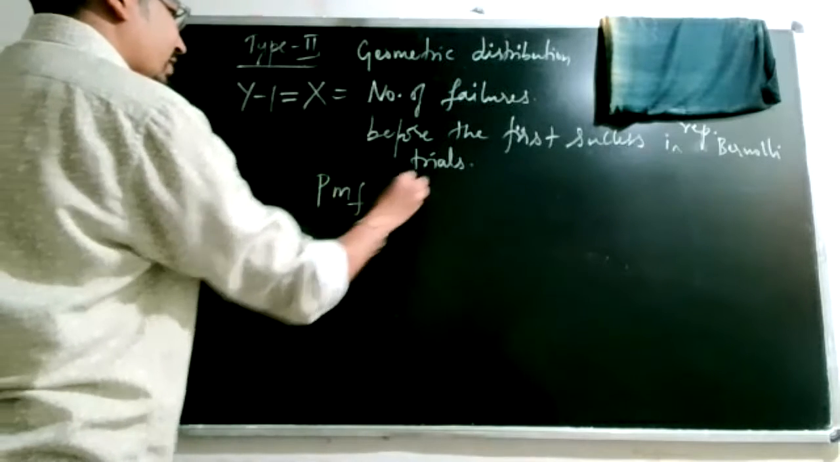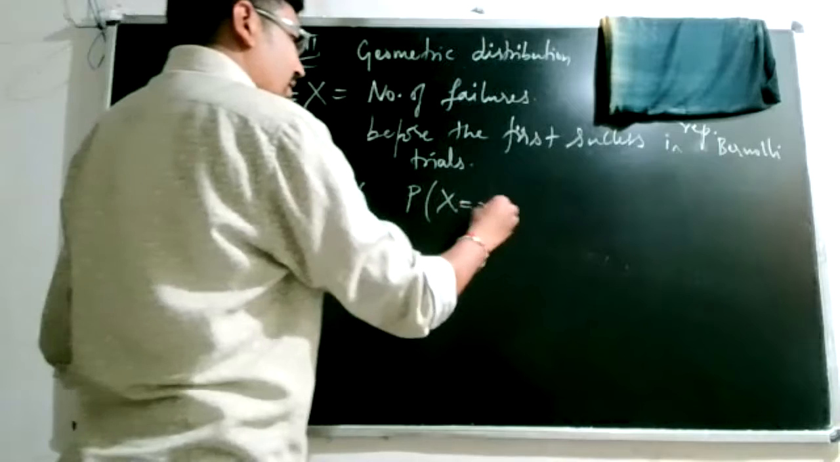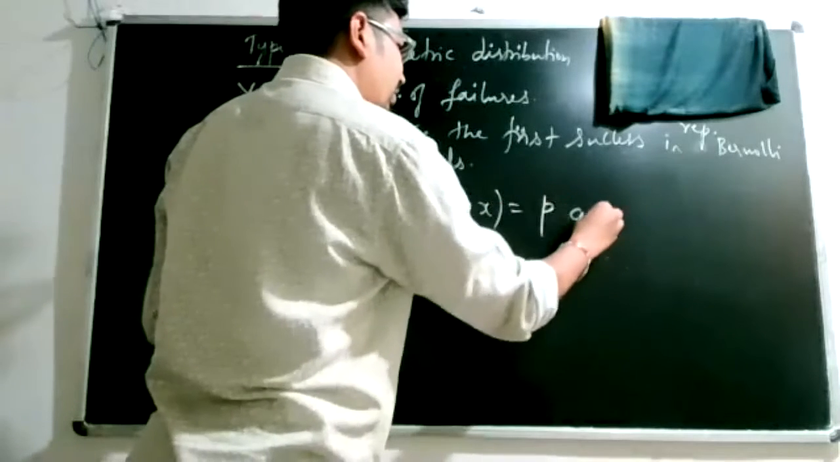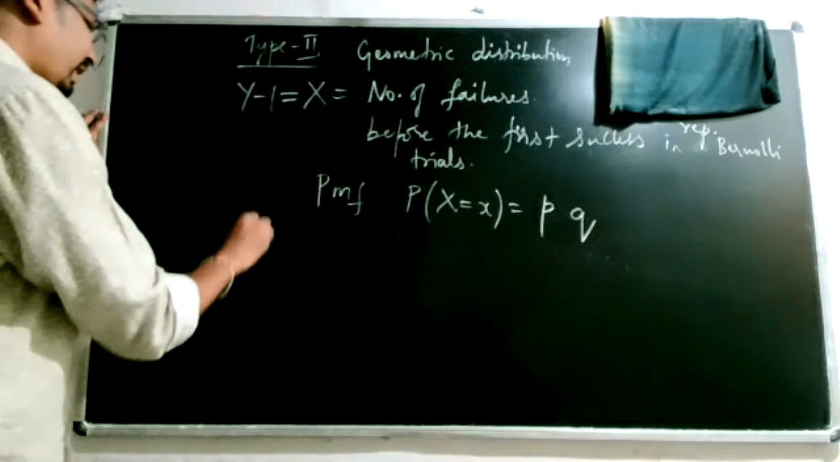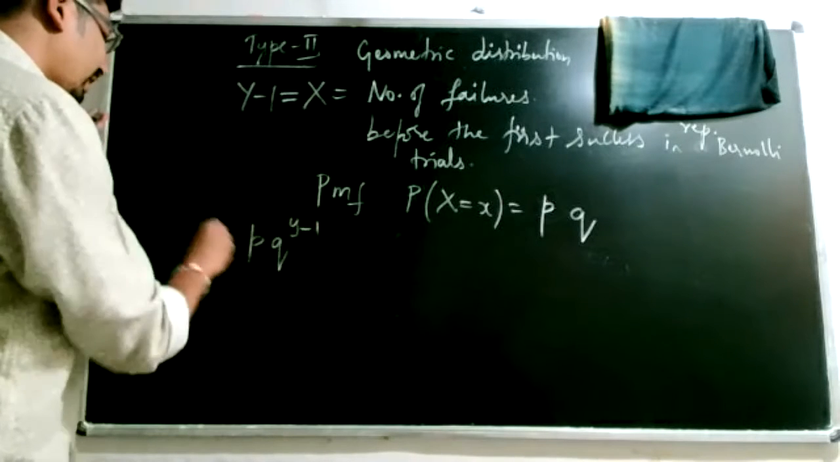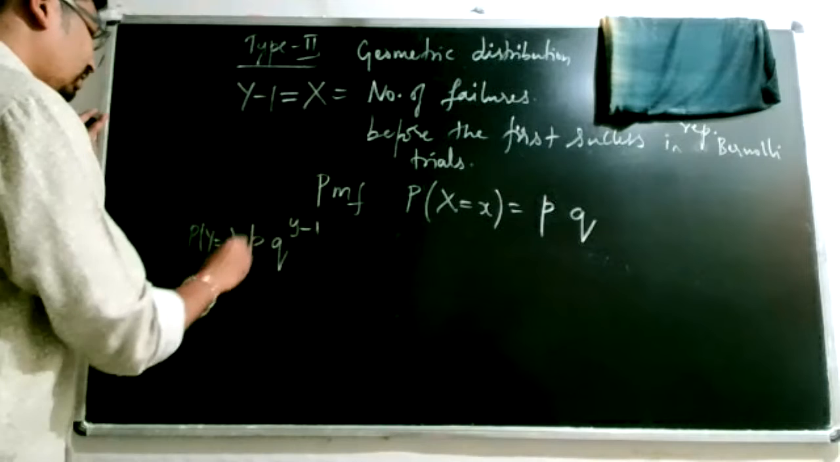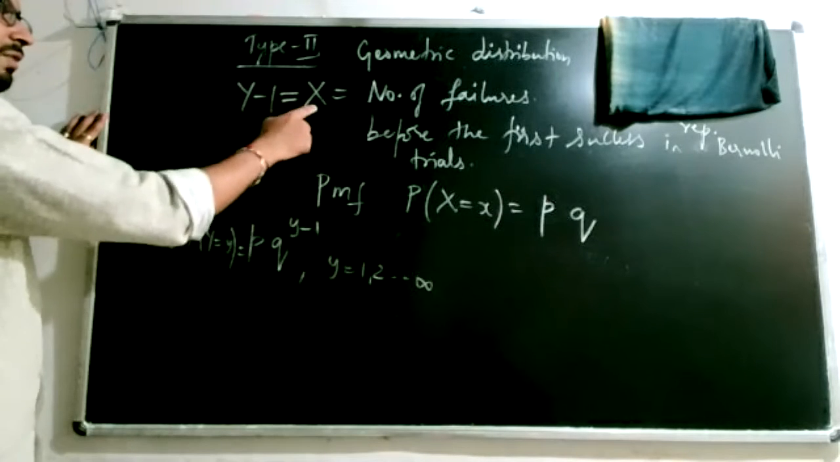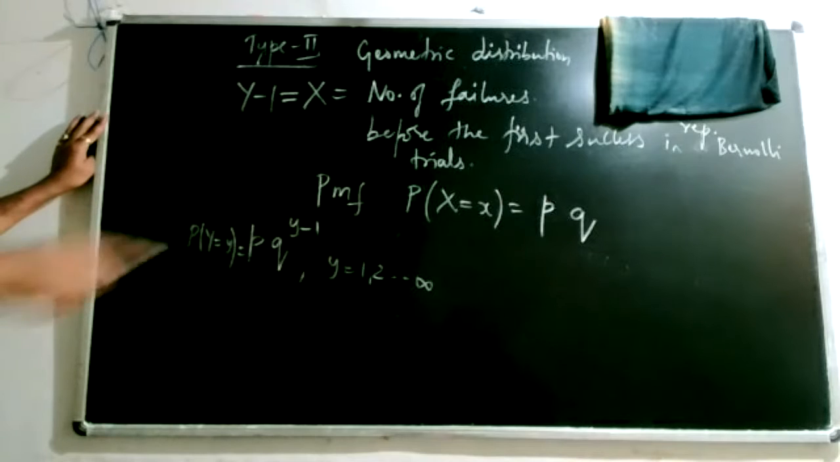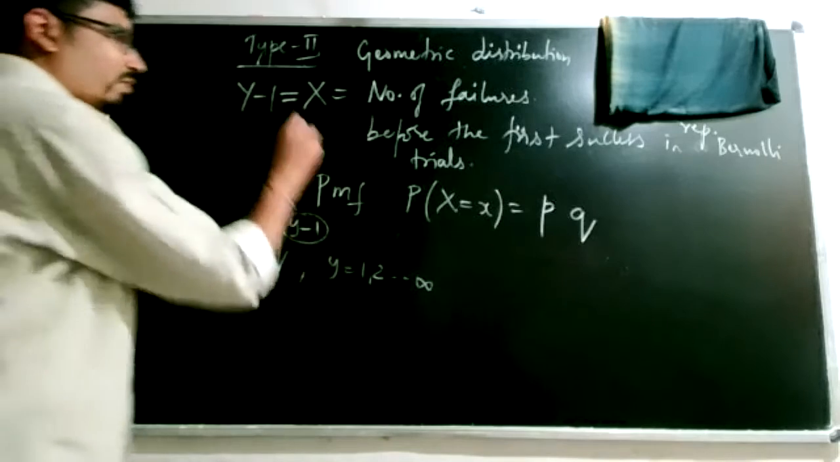So the PMF of this distribution is P of x equals P into Q to the power of... Can you tell me what the PMF will be? You know the PMF of y, right? P Q power y minus 1. We said y is equal to 1, 2, 3 up to infinity. Now we have taken y minus 1 as x. So what will be the PMF? P Q power x.